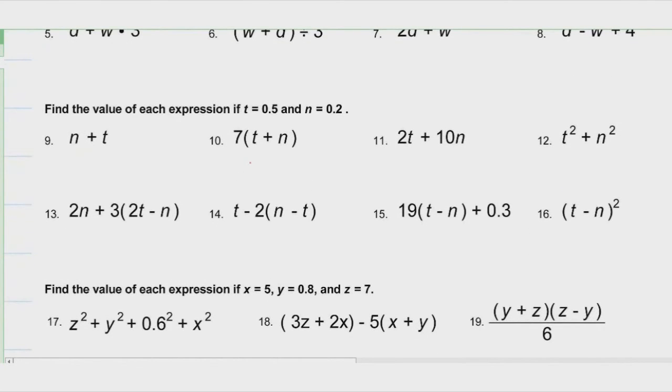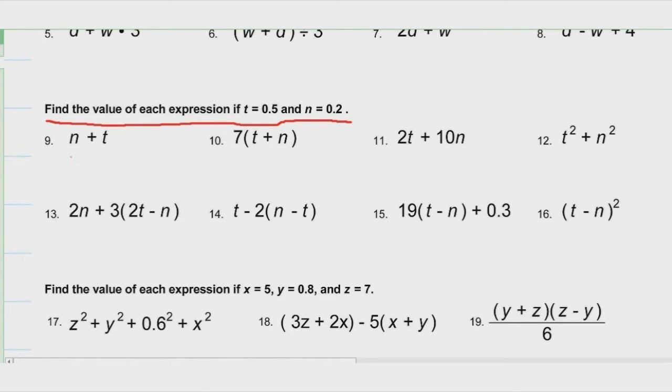So let's look at problems 9 through 16. The directions say find the value of each expression if t equals 0.5 and n equals 0.2. Wow, we got decimals now. Crazy! You have to be a little careful here.